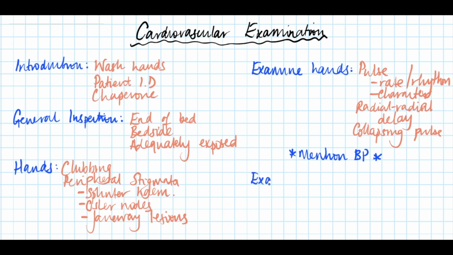We can then move on to examining the face. So we have a look at the eyes, looking for any corneal arcus or any xanthelasma. We can look in the mouth for any cyanosis or angular cheilitis whilst lifting up the tongue. And we can also look at the cheeks to see if this patient has any malar flush as well.